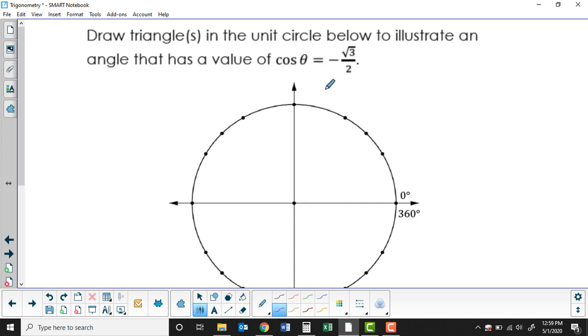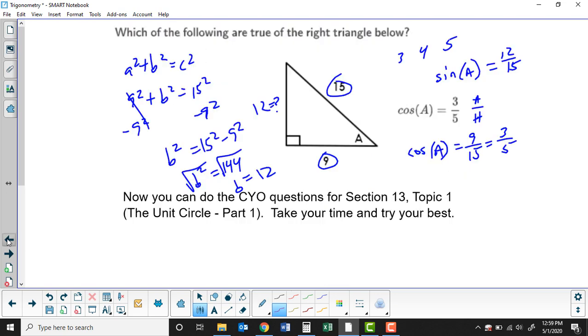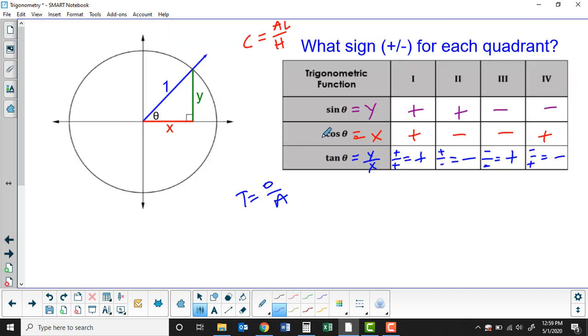All right, now let's think about this again. Cosine theta. If we go back to that chart that we had, where we did all the signs. This one. Cosine theta is x. Remember we said cosine theta is x. And it said had a negative. Now that means that we can only live in quadrant 2 and quadrant 3. So that means we're going to need triangles in quadrant 2 and quadrant 3.